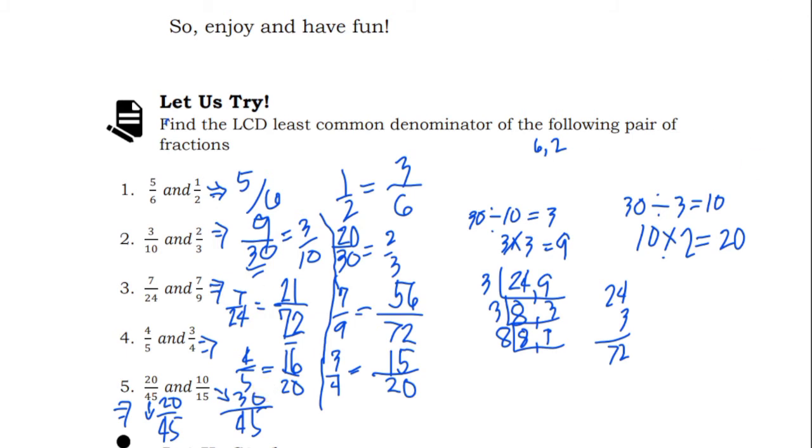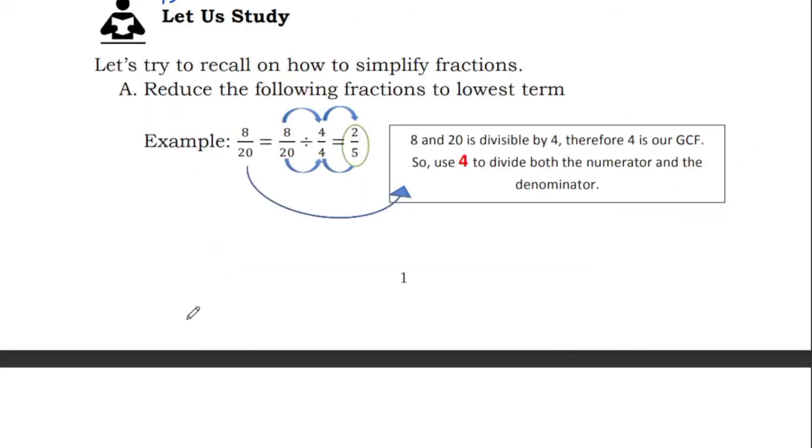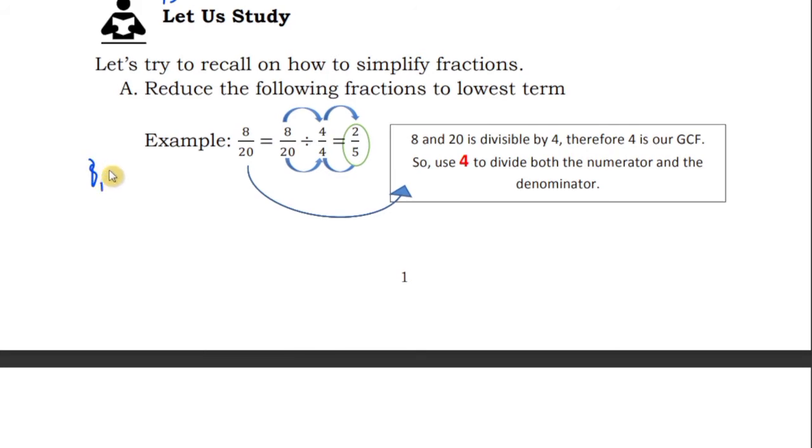Okay? In the "Let Us Study" part, we're just recalling how to simplify fractions, or how to reduce them into lowest terms. So let's say 8 over 20. Let's collect the numerator and denominator. We have here 8 and 20.